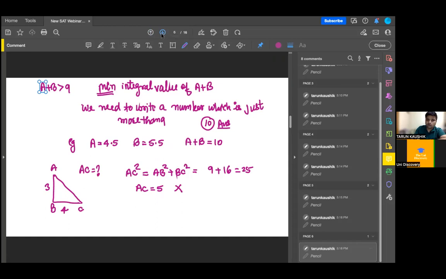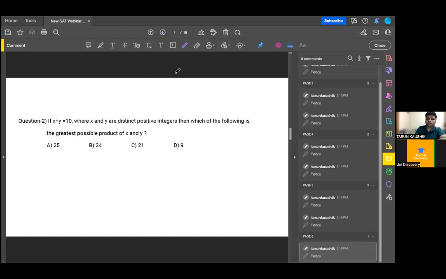Now, moving on to the next question. I want every one of you to read the question once, and then we'll discuss the student's approach as well as the trap answer. And at the end of it, we'll also discuss the correct answer for this question. So let me read the question for you.